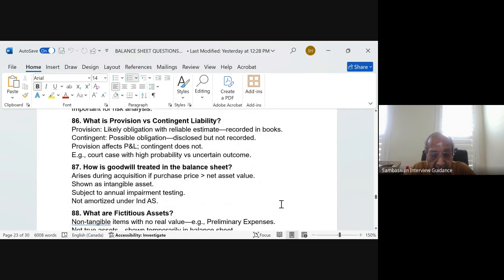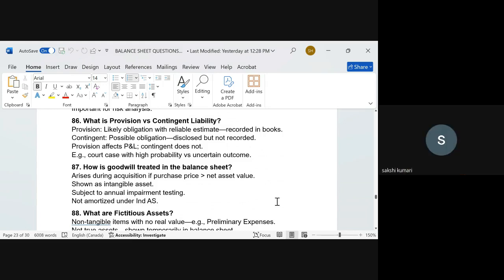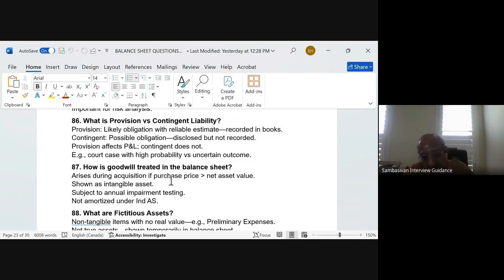What is provision versus contingent liability? Provision, likely obligation with reliable estimate recorded in books. Contingent, possible obligation disclosed but not recorded. Provision affects profit and loss, contingent does not. For example, court case with high probability versus uncertain outcome. Yeah, provision versus contingent liability. Contingent liability will not affect our profit or loss, whereas provision will affect.